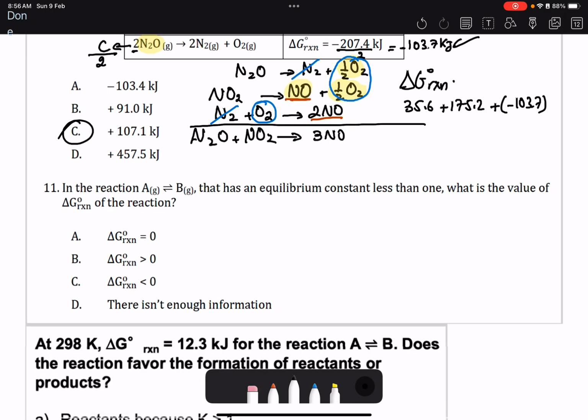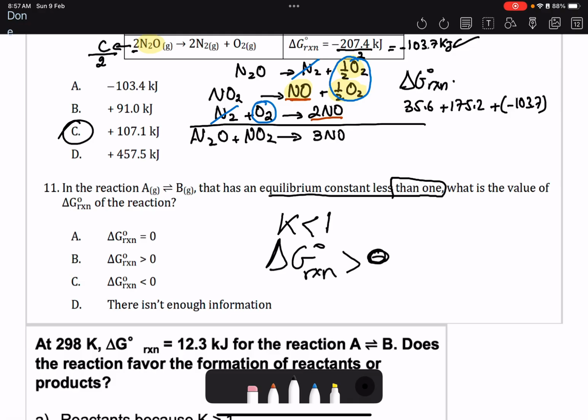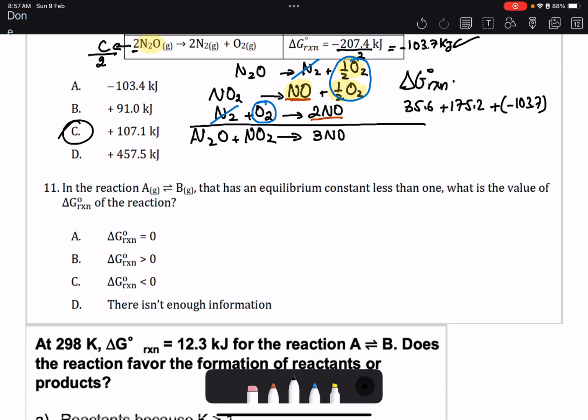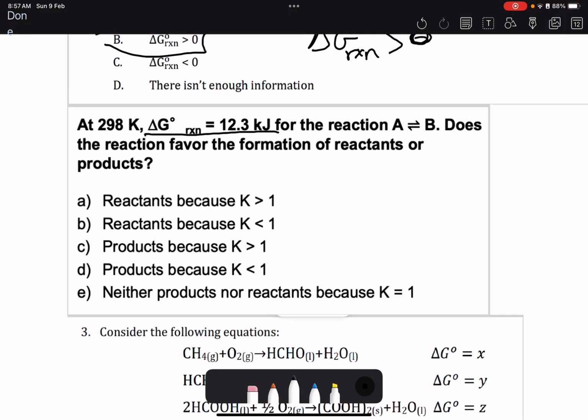In the reaction A to B that has an equilibrium constant less than 1, if K is less than 1, we expect delta G to have a positive value. So what is the value of the reaction? Now again, delta G given to us is positive. It means that it is not favored, and when it is not favored, K is less than 1. So I'm going to omit the options A, C, and E.